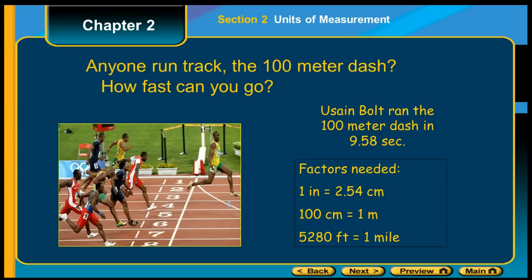So let's break this down in another problem. If you run track, the 100-meter dash, how fast can you go? Usain Bolt ran the 100-meter dash in 9.58 seconds at the Olympics the other year. So if we're going to change the meters per second into something, say, like miles per hour, we would need these factors. 1 inch is 2.54 centimeters, 100 centimeters is 1 meter, and 5,280 feet is in 1 mile.